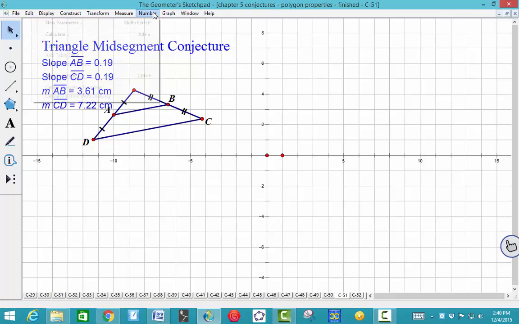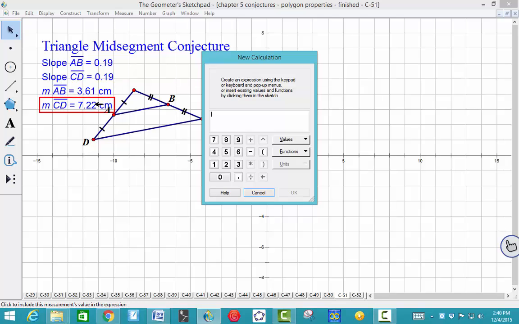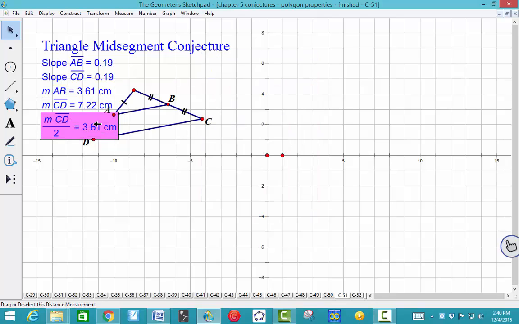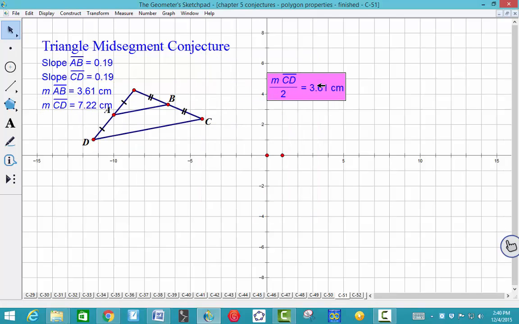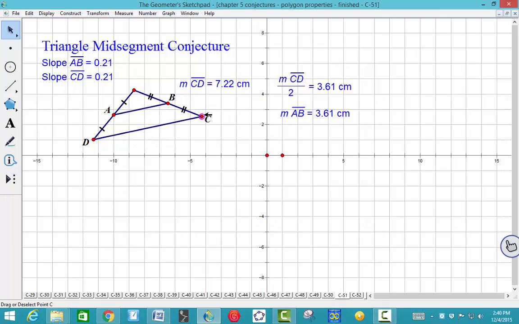And I want to show that if I go to number and calculate, and I take the length of the third side and divide it by 2, that will show the length of the midsegment. Okay, so the length of the third side divided by 2 is the length of the midsegment, and if you move that around, you can see that.